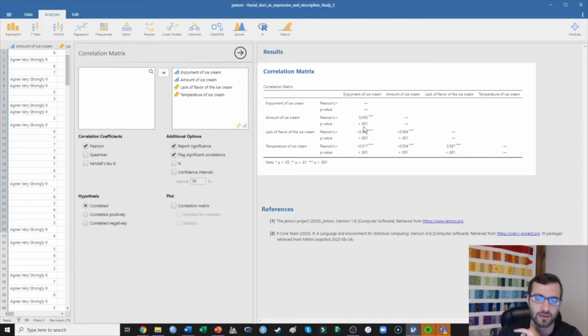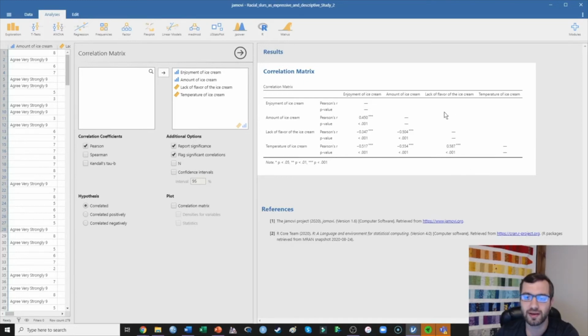Now, also consistent with my hypotheses, what I found is that lack of flavor of the ice cream was negatively correlated with the enjoyment of the ice cream. So the more that that ice cream lacked flavor, the less enjoyable participants perceived that ice cream to be. And then finally, we have the temperature of the ice cream with enjoyment of ice cream. And what we're seeing is that that is a negative relationship such that as temperature of the ice cream increased, participants enjoyed that ice cream significantly less.